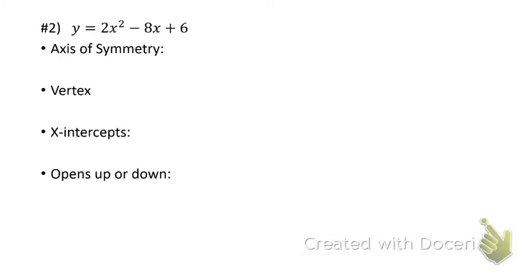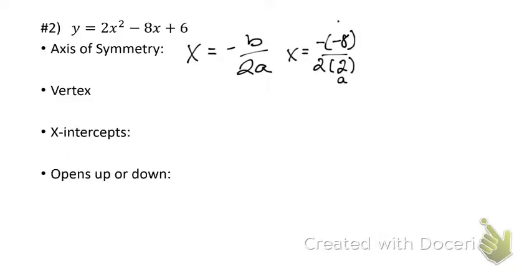Problem 2, we have the equation y equals 2x squared minus 8x plus 6. So again, axis of symmetry. First thing we're going to start off with is x equals negative b divided by 2 times a. In this case, b is negative 8. So we have the negative of negative 8 divided by 2 times a, which in this case is 2. The two negatives cancel out, making a positive 8, divided by 2 times 2, which is 4. 8 divided by 4 is 2. Axis of symmetry is x equals 2.